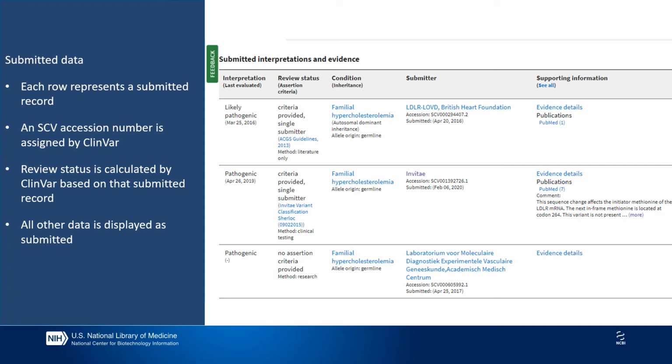You can see in each row the SCV accession number that was assigned to that record by ClinVar. And you can also see that there is a review status that is calculated by ClinVar for each record. Otherwise, all of the data that you see in these tables is represented as it came from the submission. So you can see the submitter's own interpretation of the variant, their assertion criteria, the condition that they interpreted the variant for, along with any citations or comments that they provided about their interpretation. And you can find more details about the submission by clicking on the link for evidence details.